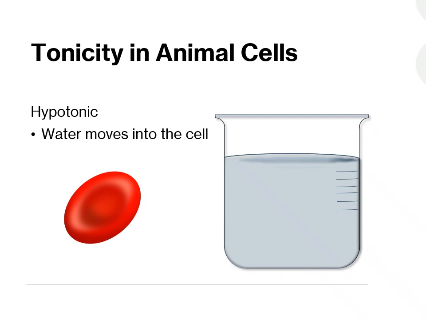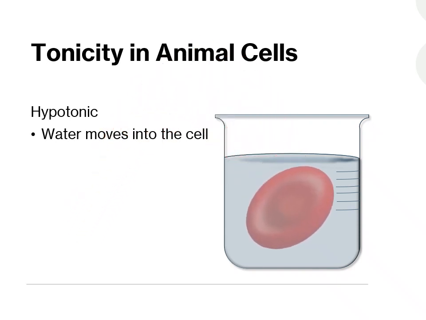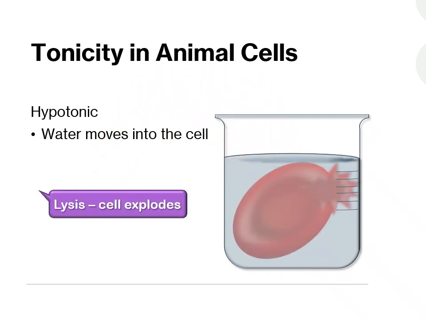We're going to start with animal cells, and for this example, we're going to consider a red blood cell. If we take our red blood cell and place it into a hypotonic solution, then water will move towards where the solute concentration is higher, which in this case is inside the cell. The cell will take on water, expanding until it lyses, rupturing the plasma membrane like an overinflated balloon.